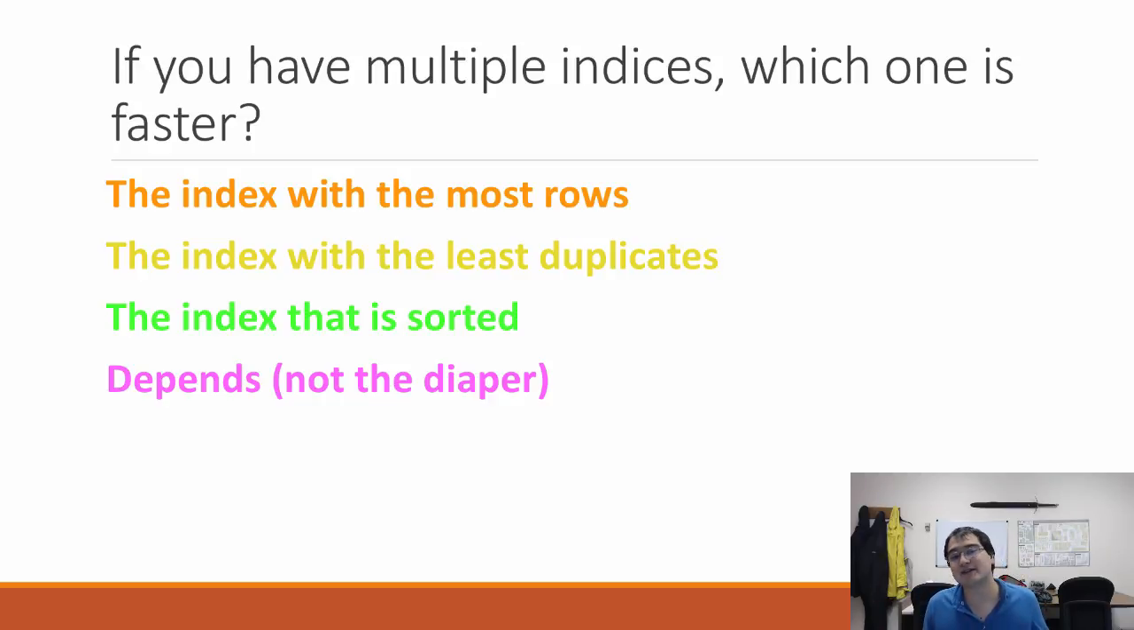The index with the least duplicates. Now this one could be right. We'll have to come back to that. The next one, the index that is sorted. Well, that's also kind of a stupid thing to say. Every index is sorted according to something. So then we go back to the index with the least duplicates.